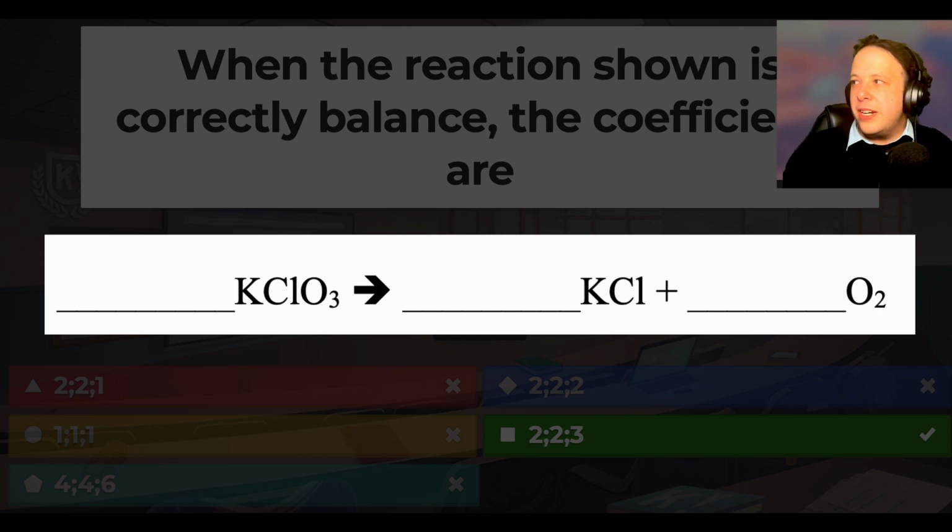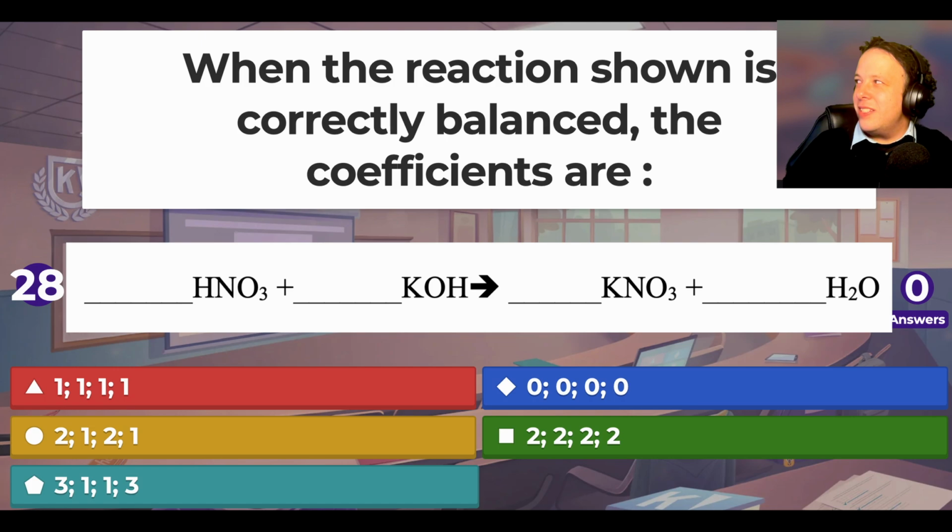This was one of the reactions you did. This was station 5 for lab 10, I believe. The one that you burned with the Bunsen burners. When the reaction shown is correctly balanced, the coefficients are what? Balance it.